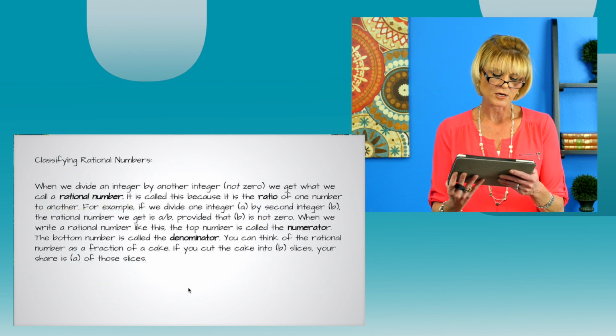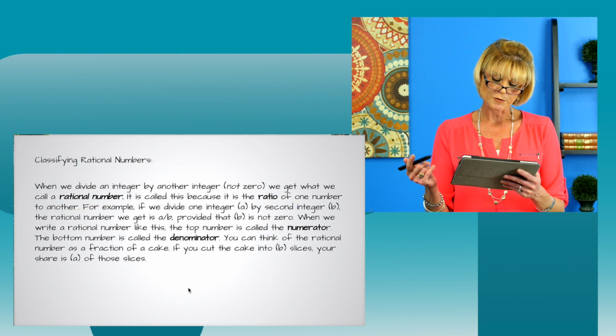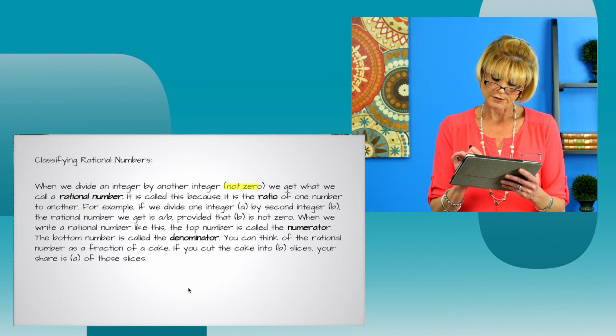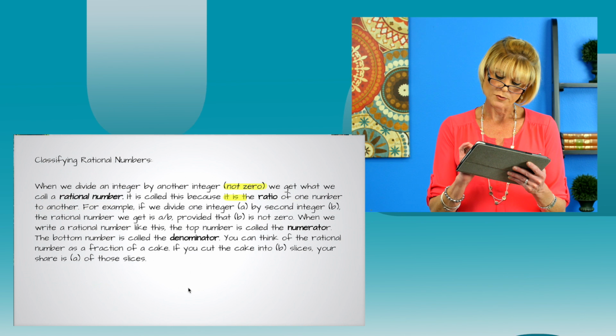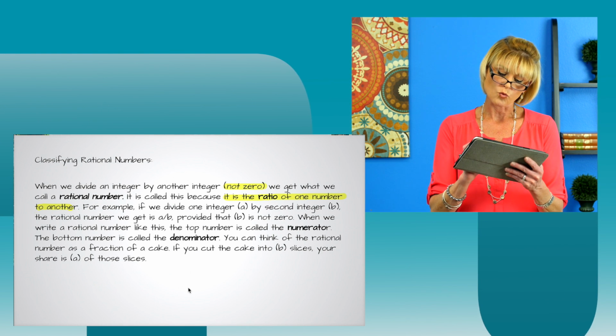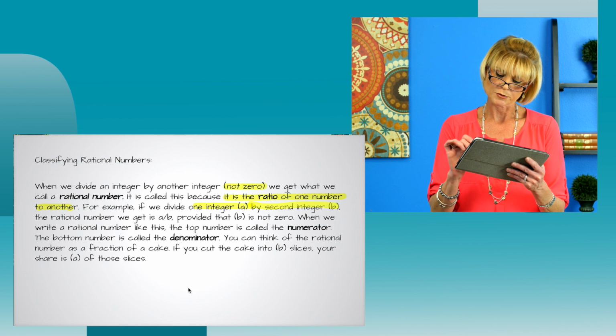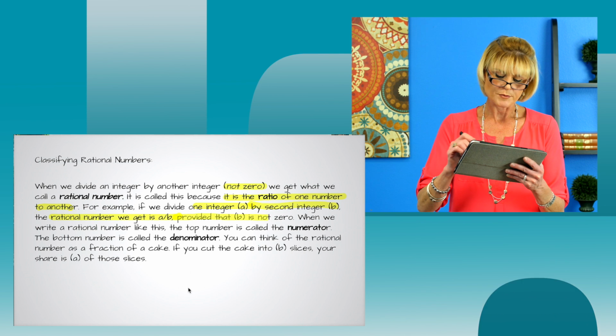All right, let's talk a little bit about classifying rational numbers, just as a good review. When we divide an integer by another integer, non-zero number, we get what we call a rational number. And this is because it is the ratio of one number to another. So for example, if we divide one integer, a, by a second integer, b, the rational number we will get is a over b, provided that b is not 0.